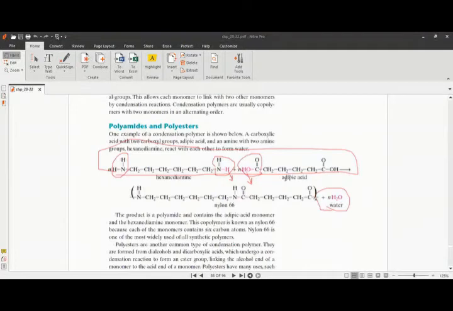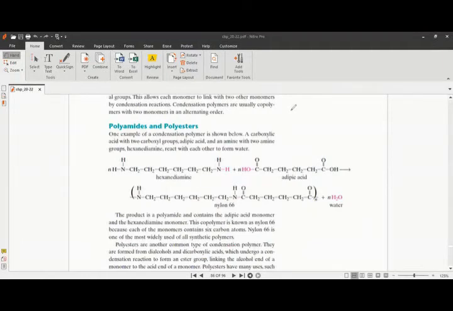So this big polymer in front of you, nylon 66, is made up of copolymers, which means two or more different monomers. Okay? So did you understand the concept of polyamides and polyesters? All you need to make a condensation polymer is to produce water and the rest of the two molecules connected together.